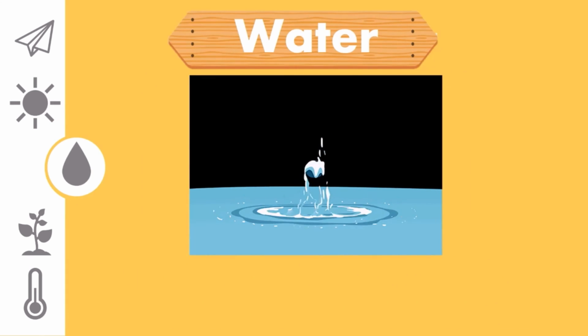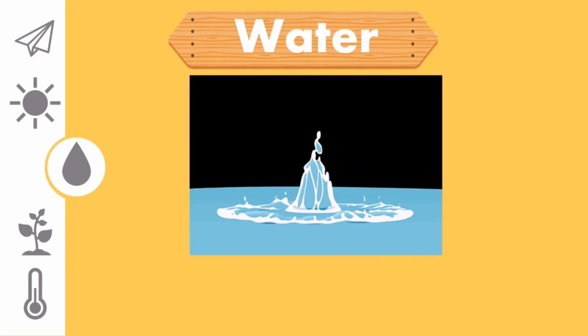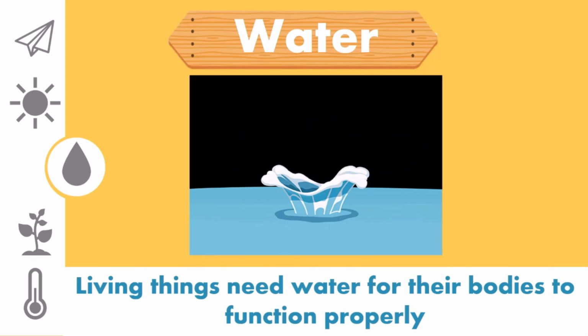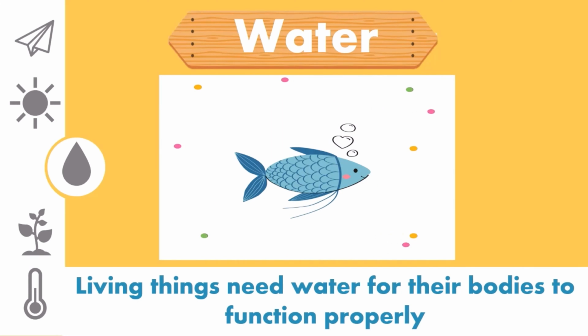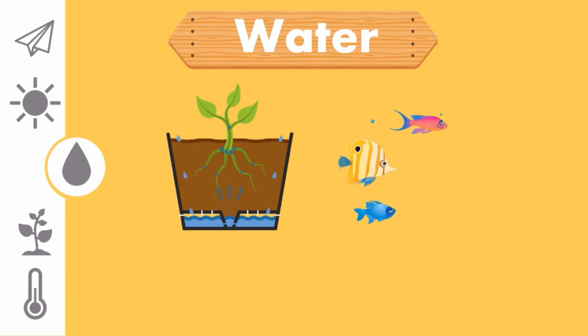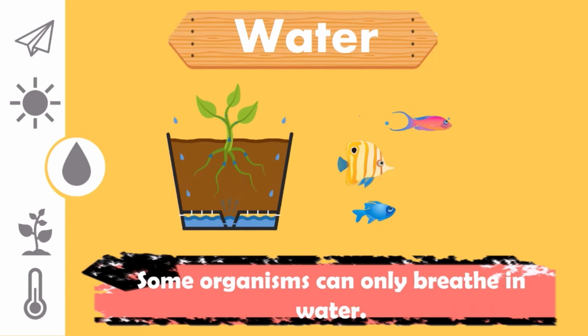Now third is water. Animals need water for their bodies to function properly. Water is a habitat to some animals like fishes, sharks, dolphins, crabs, and many more. Water is very important to all living things. Living things cannot survive without water. Some organisms, like fishes, can only breathe in water.